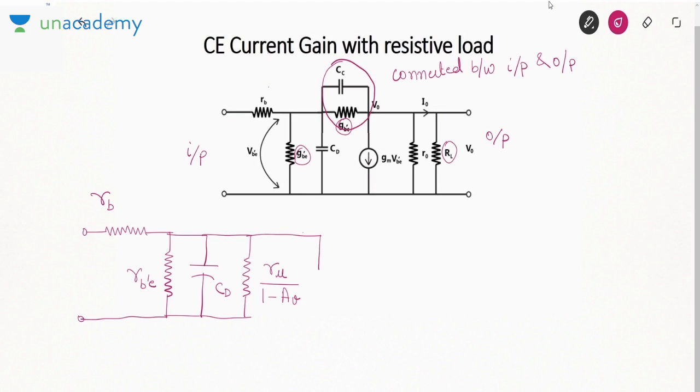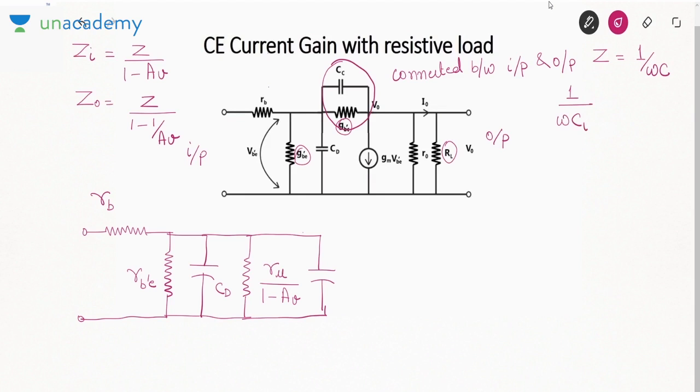But when we talk about capacitance, we saw Z input is Z over 1 minus AV. Z output is Z over 1 minus 1 by AV. Now in case of capacitance, Z is 1 by omega C. So what will you write? 1 by omega Ci is 1 by omega C mu into 1 minus AV. So you can say Ci is C mu into 1 minus AV.